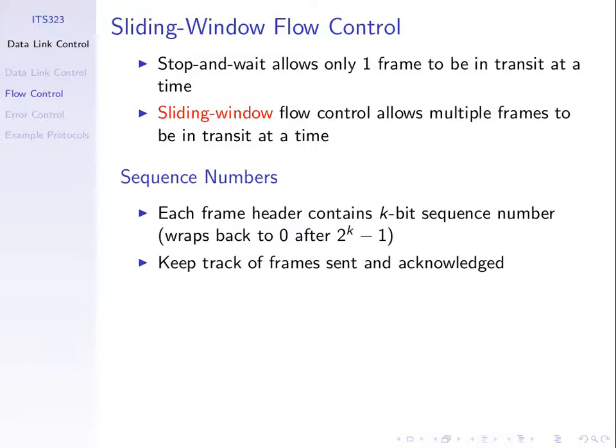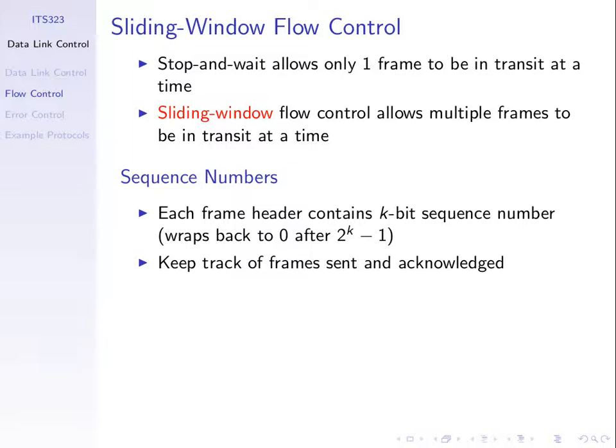So another one called sliding window flow control allows the source to send more than one frame at a time. Stop and wait, we send one frame, wait for an ACK. With sliding window, we can send multiple frames, 1, 2, 3, 4, 5, or more, or less, and then we have to wait for an ACK. The idea is that we spend less time waiting for that ACK to come back. We spend more time transmitting data.